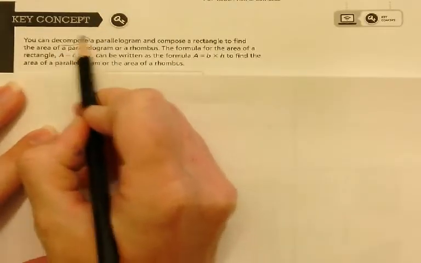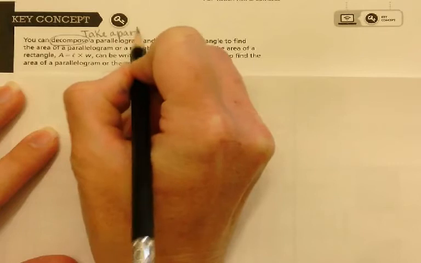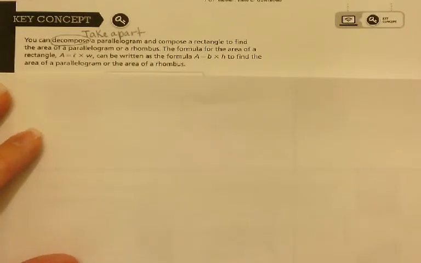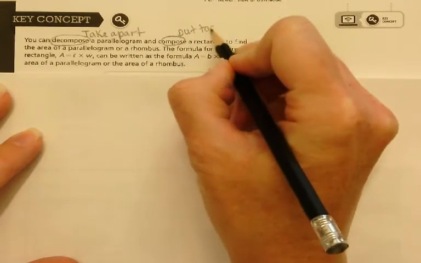So today we're going to talk about the area, the space inside the boundary of a two-dimensional parallelogram and rhombus. Okay, up top at the key concept, it says you can decompose. Now this word decompose really means just to take apart. So you can decompose a parallelogram and then compose a rectangle to find the area of a parallelogram or a rhombus. So compose would be the opposite, which would be put together.